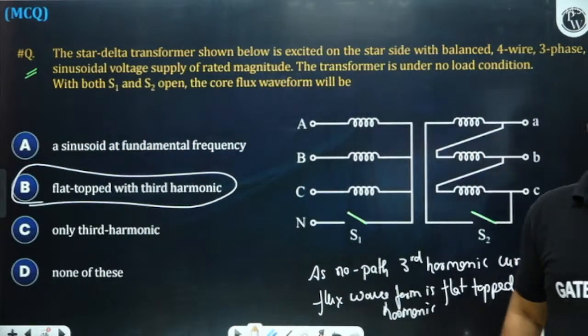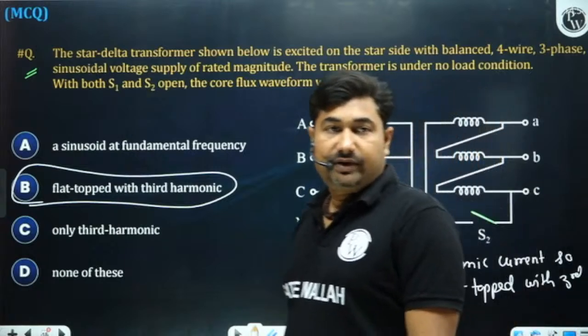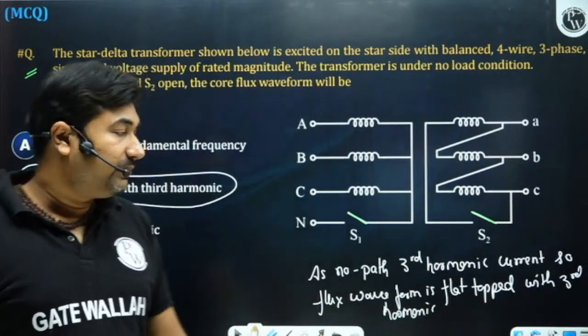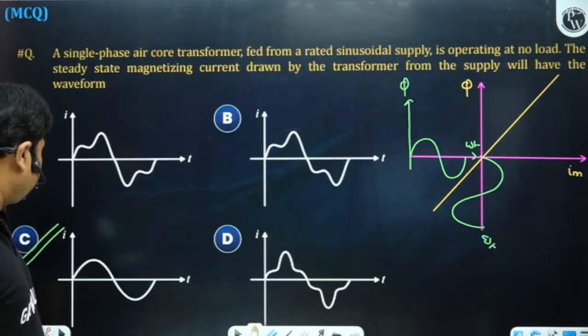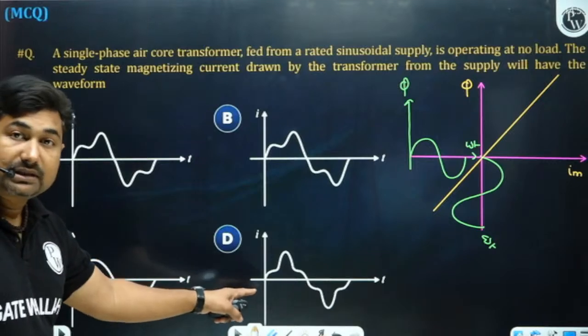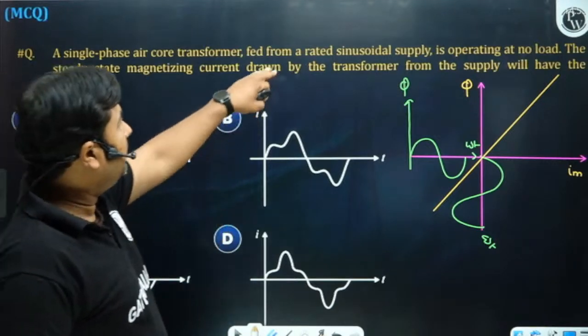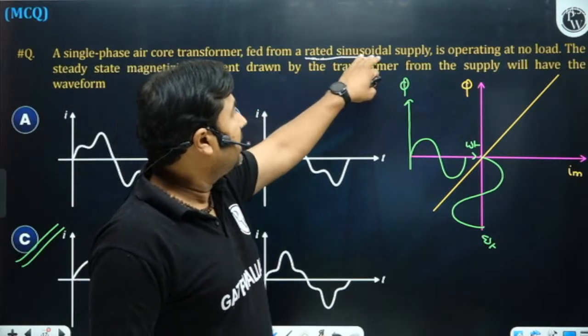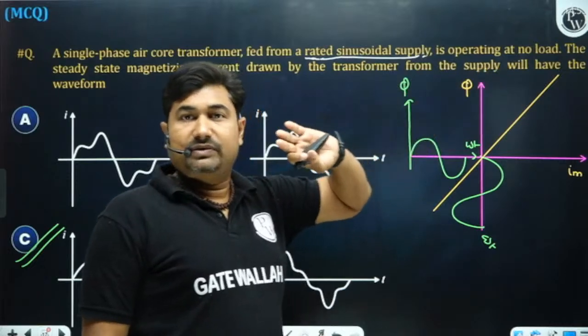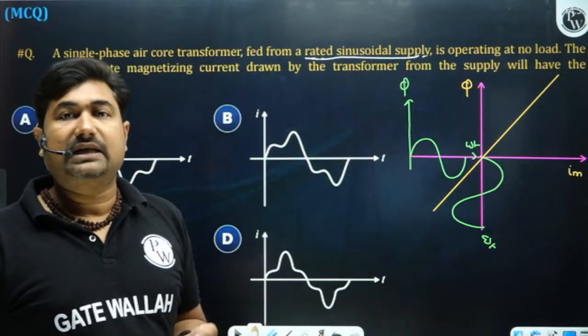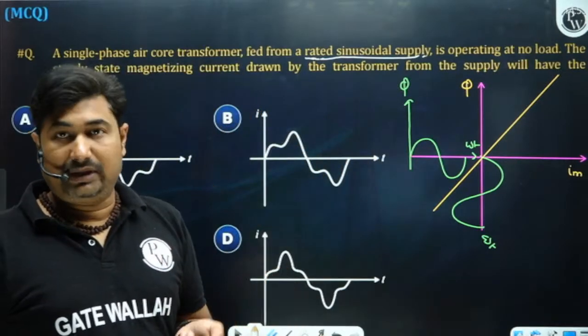In case of non-linear waveform, will the option be D? Which one, beta? Which one? You are talking about this? No. Actually, it is given a rated sinusoidal supply. So when the supply is sinusoidal, it means current is sinusoidal. Your voltage will be peaky.